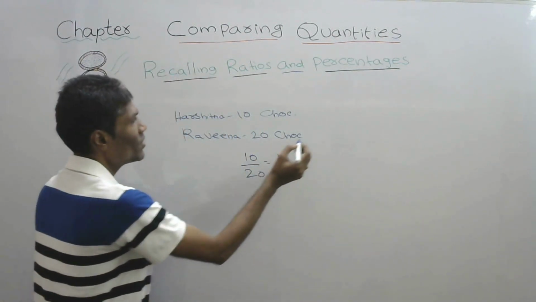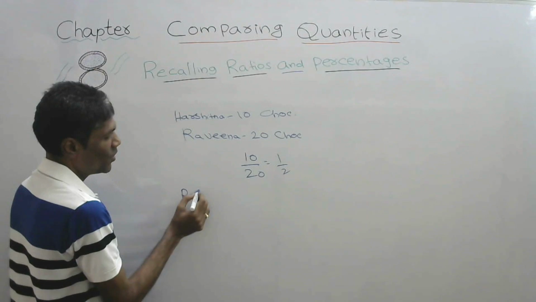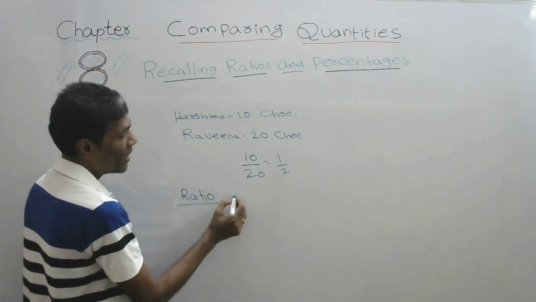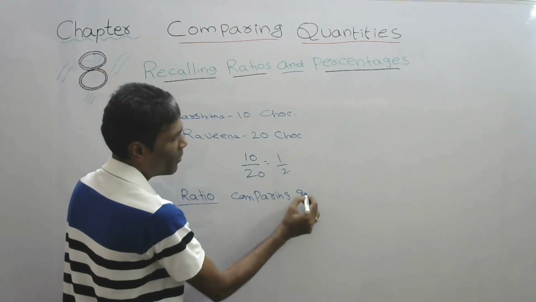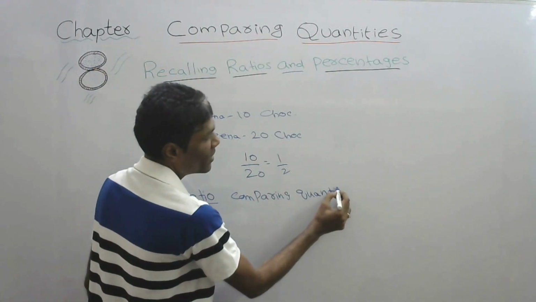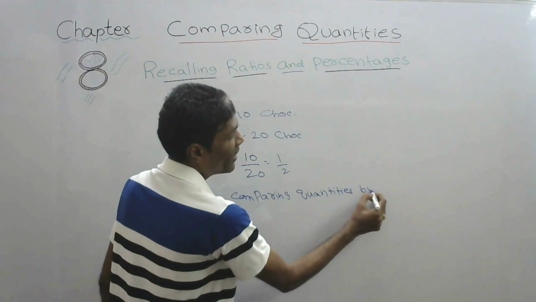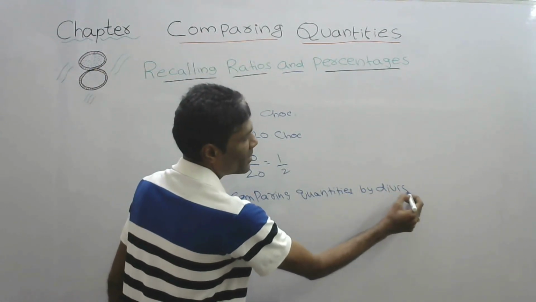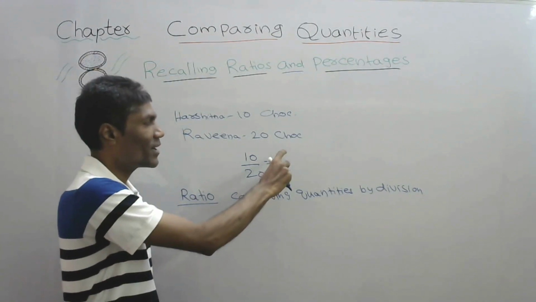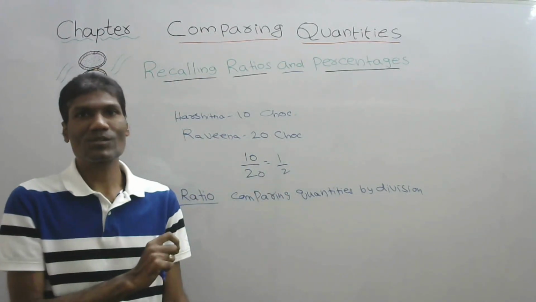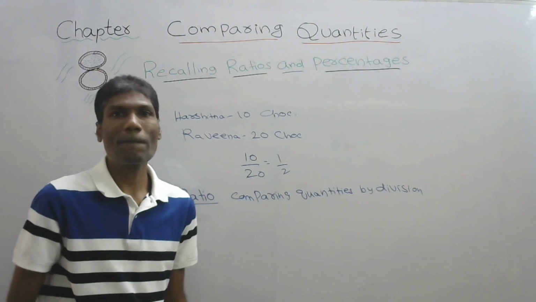What is ratio? Ratio, we know. It is comparing quantities by division. When we compare the quantities using division, it is called ratio.